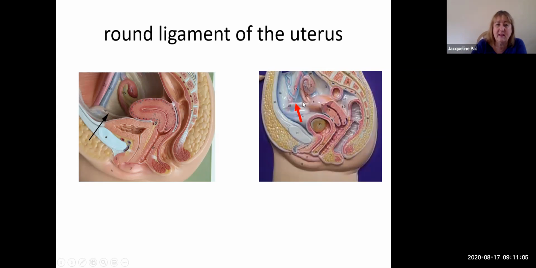Okay, so once again, this is the round ligament of the uterus. Then when you pick anything that's lateral, that's not a distinct ligament, that would be the broad ligament. And then just inferior to the fallopian tube, you can see the ovarian ligament.